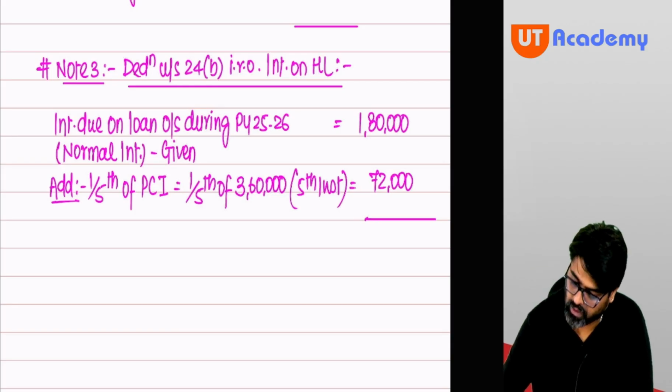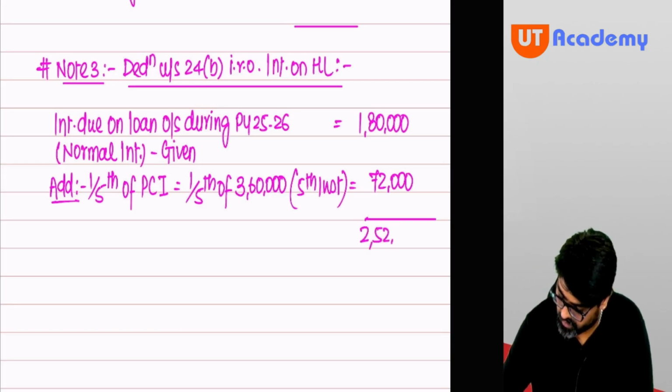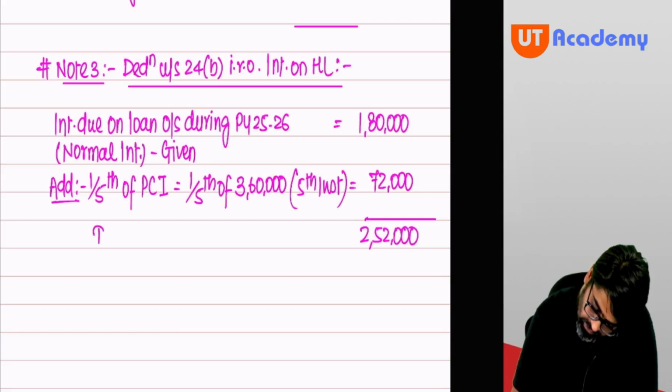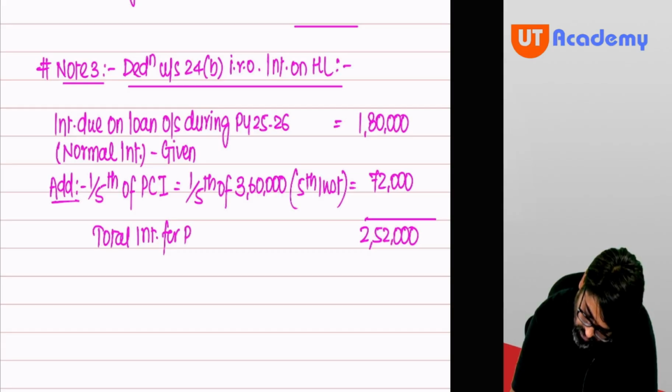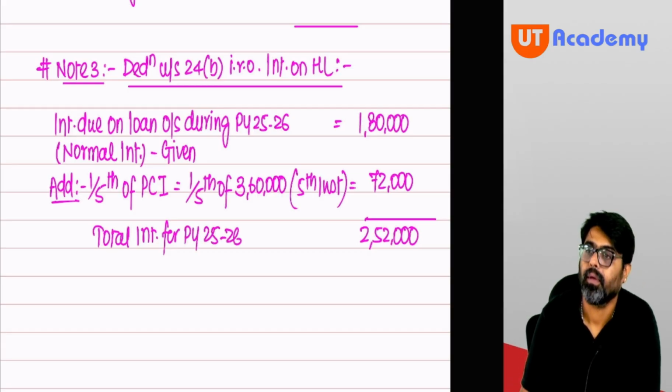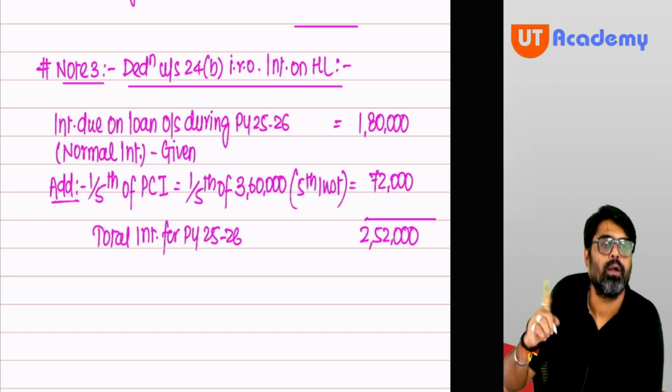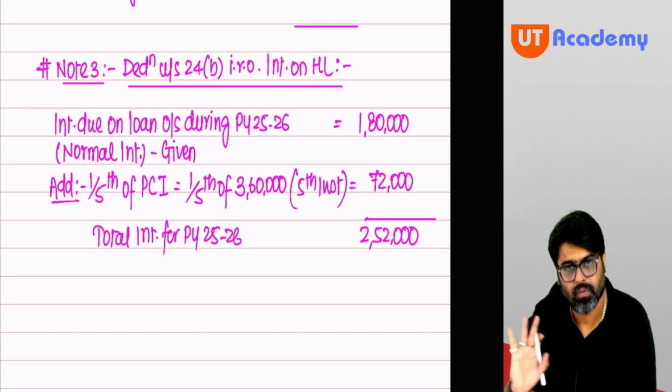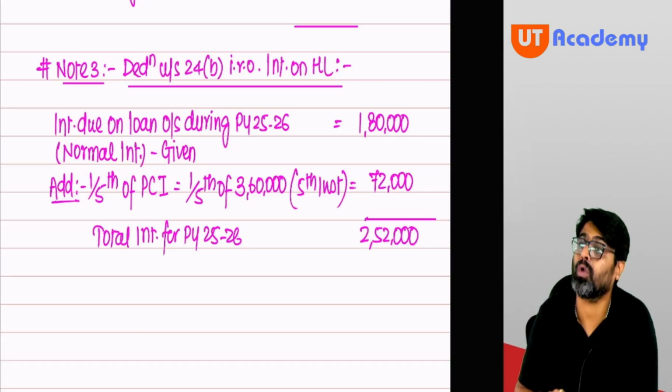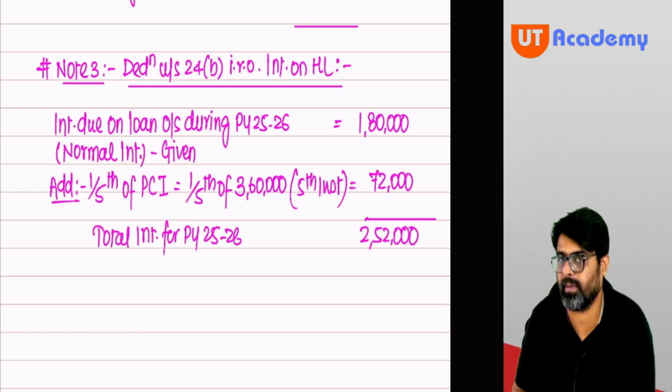So what is the total now? 2,52,000. Can I say this is the total interest for the previous year 25-26? Will it be allowed fully? Yes, if the property was LOP or DLOP, then this would have been allowed fully. But since my property is not LOP or DLOP, it is SOP. Will it be allowed fully or subject to a limit?